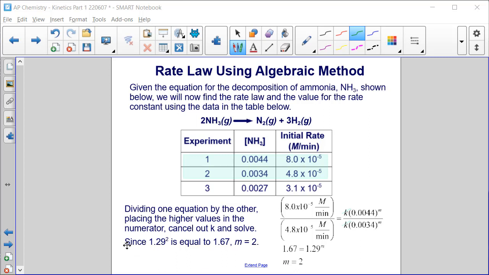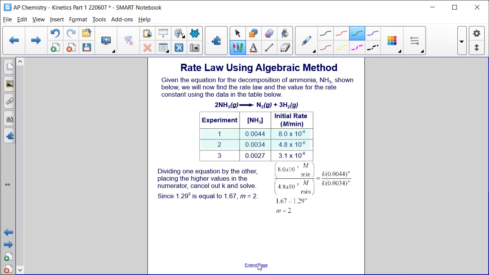Now, there's a straightforward sentence here that says, since 1.29 squared is equal to 1.67, if I square this, I get 1.67, M must equal 2, which is great, but the only way to do that is to just sort of guess and check, right? M obviously isn't 1, so then you try 2, and then you try 3, and then you try 4, and so on, right? You can certainly do that. And that will probably get you where you need to be most of the time. But I'm going to show you, it's sort of an intermediate algebra problem.